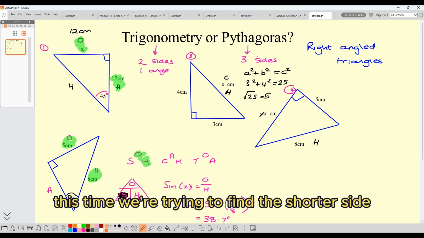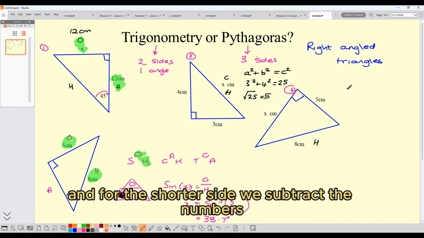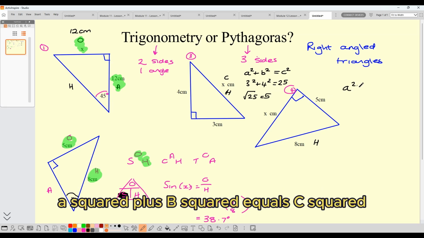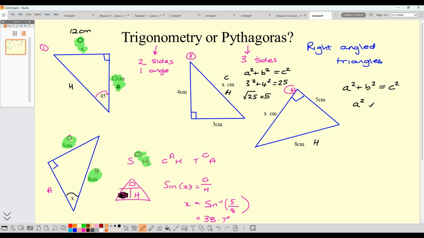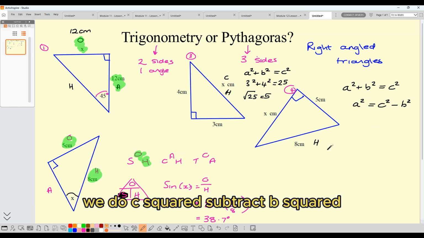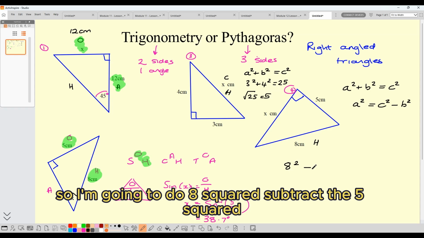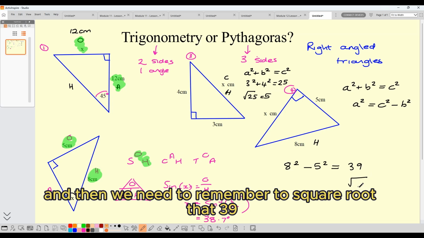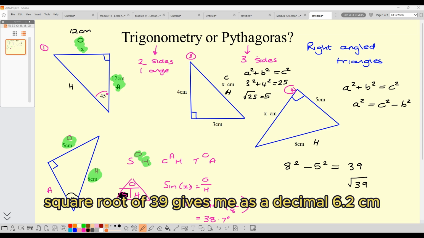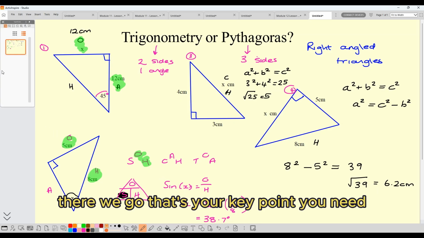Finally, this one here then, question 4. This time we're trying to find the shorter side, and for the shorter side we subtract the numbers. A squared plus b squared equals c squared, so if you're trying to find a shorter side, we do c squared subtract b squared. So I'm going to do 8 squared subtract the 5 squared. That gives me 39, and then we need to remember to square root that 39 for the final answer. Square root of 39 gives me, as a decimal, 6.2 centimetres. There we go, that's your key points you need.